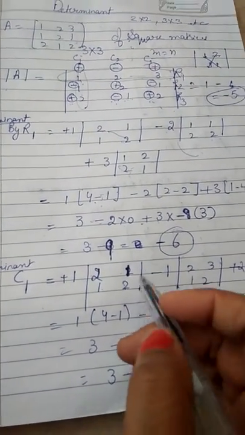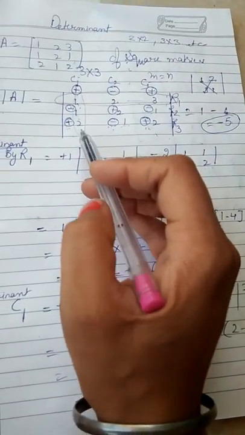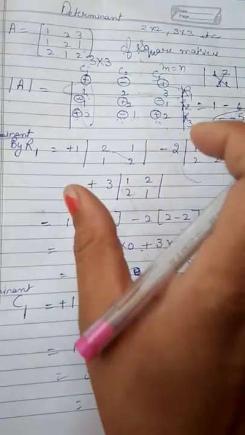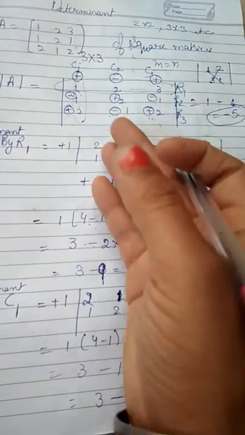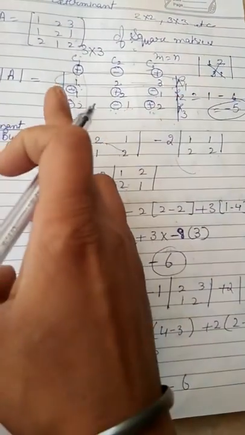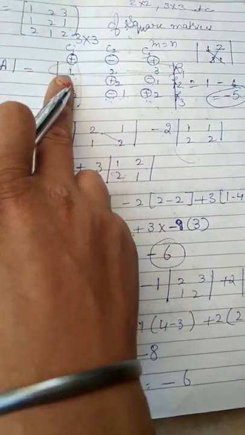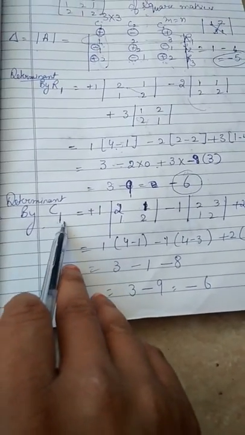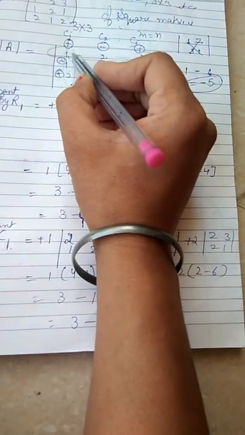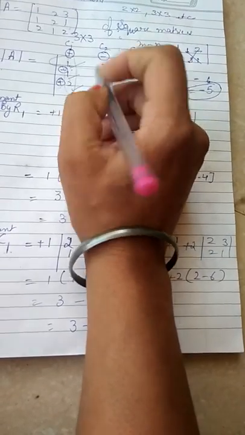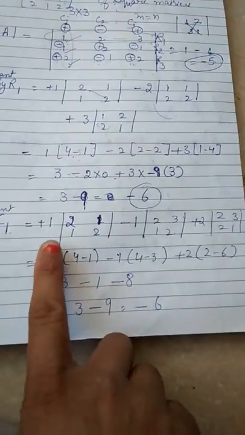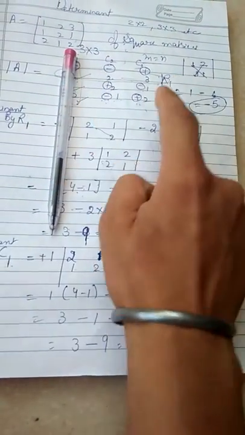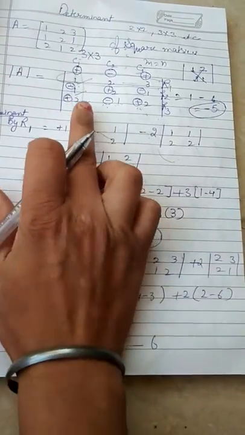Now let us check whether, if we find the determinant by C1, the value is the same. We can find the determinant by expanding any row or any column. Now we'll find the determinant by column 1. So, expanding column 1, the elements of column 1 are this, this and this. The first element is plus 1. Now hide the first column and first row: 2, 1, 1, 2. Now the second element is 1.